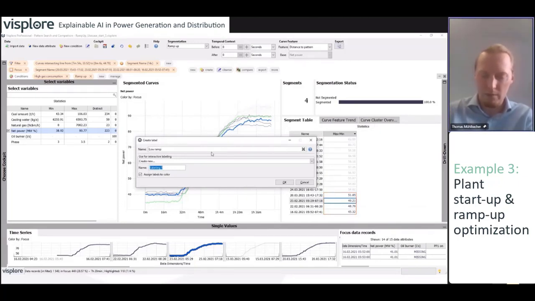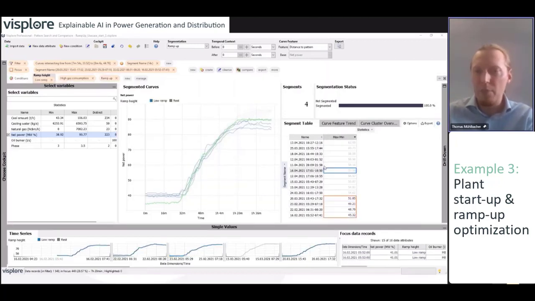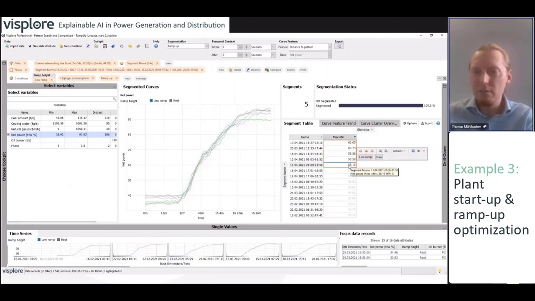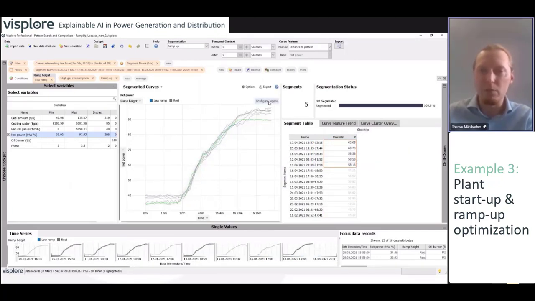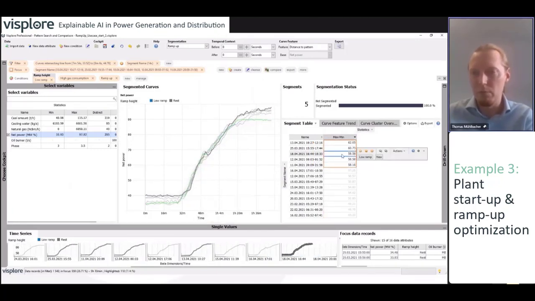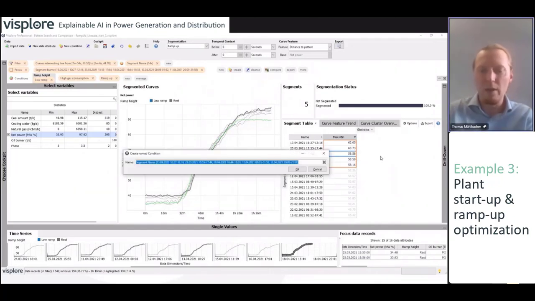And make this labeling called ramp height because we're just about to label the other ones as well. So these are the low ramps. And then up here, you see, for example, all over 58 are the high ramps because they go up to the top. Let's label this as well and call it high ramp.